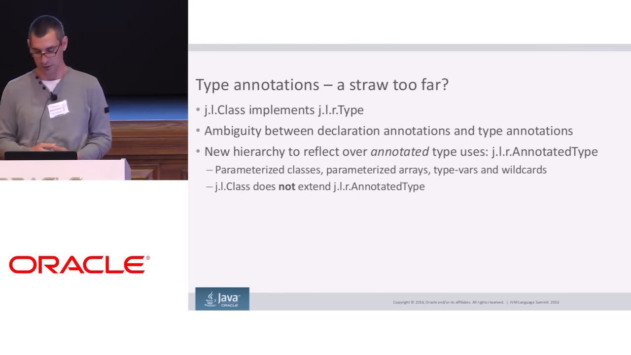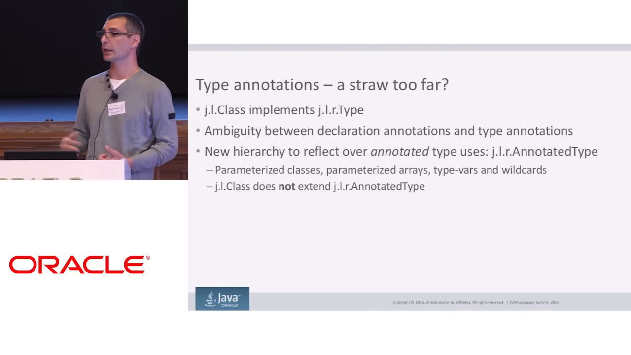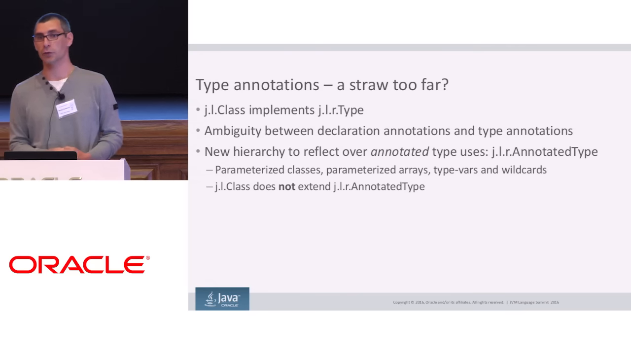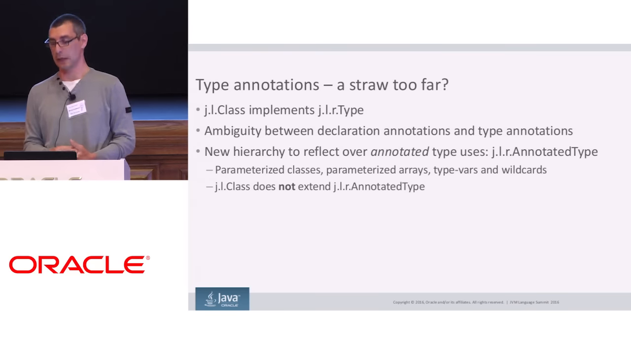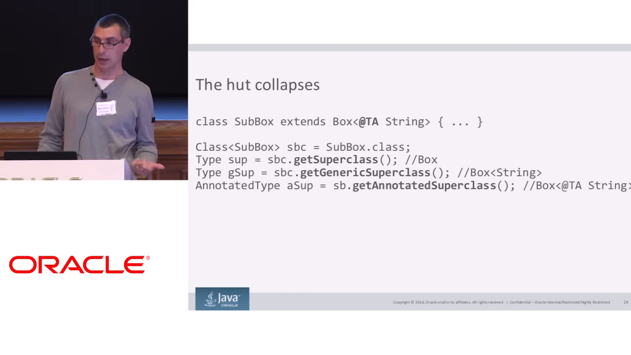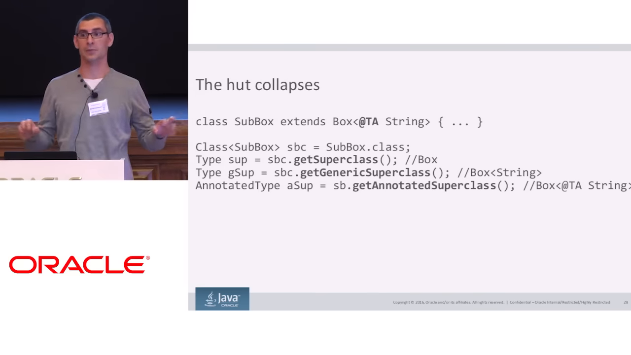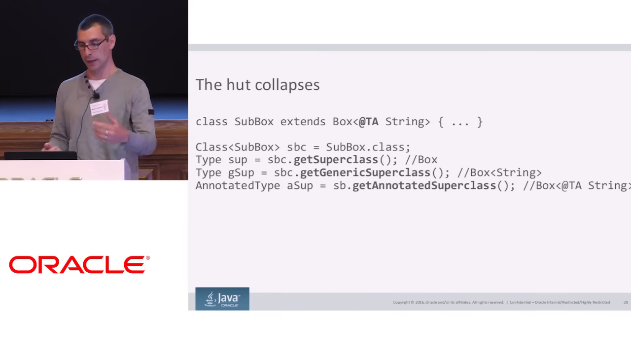That's just too messy. So what we did instead was to add yet another hierarchy called AnnotatedType. And this hierarchy is basically just used to reflect information about type annotations. So now we have yet another accessor. We can ask for the superclass, the generic superclass, and the annotated superclass. They are all different types with different properties, but they are all there.